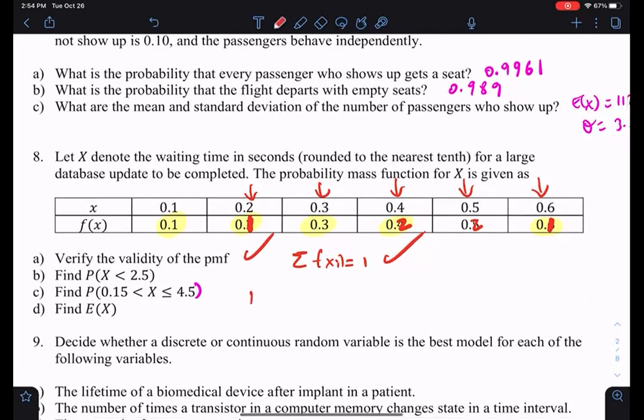What is the probability of the random variable being less than 2.5? So 2.5 are all these numbers, right? All these numbers are less than 2.5. So that means the probability is equal to 1 again.